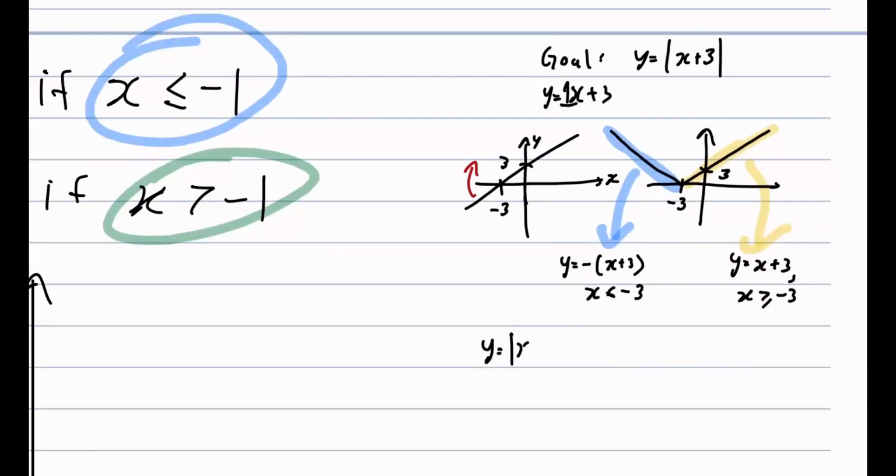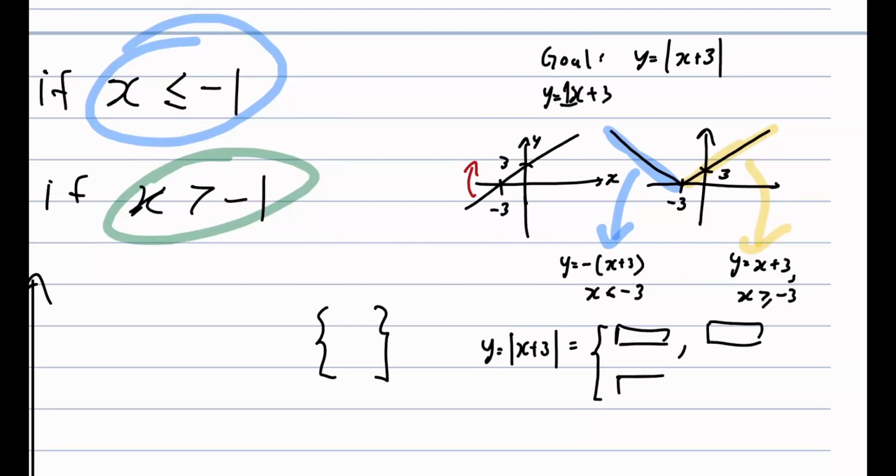Y equals modulus x plus 3 is equal to the piecewise function. This is the open half curly brace. Set notation uses open curly brace and close curly brace, but you just use the left half. Then you have one row here, comma, the domain. Another row here, comma, there are these blank spaces. This is the rule. This part is the domain.